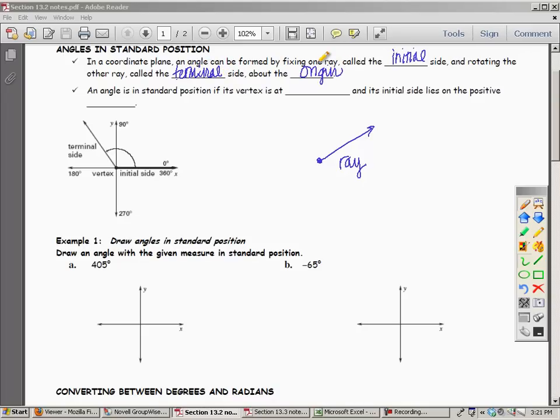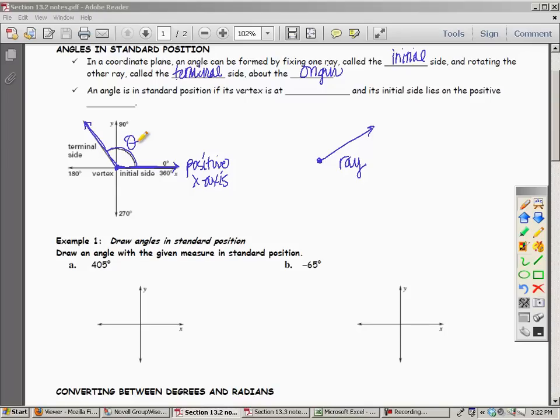Okay, here's what it says. Your initial side is always going to be at the positive x-axis. So when you start and draw angles, your initial side is always at the positive x-axis. Then in order to find the angle, wherever you end is where you put your terminal side. So this is my angle, which we call theta.